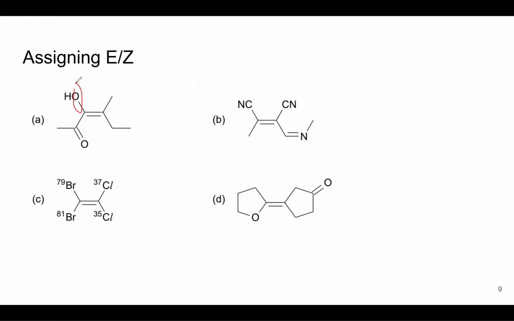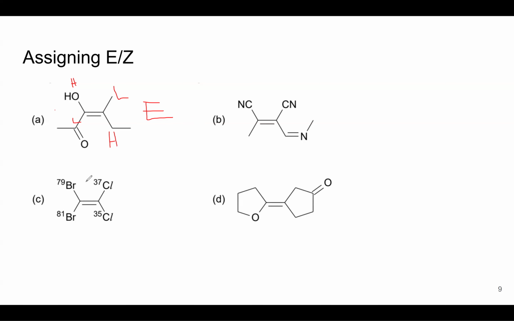So here you have oxygen, you have carbon. Oxygen is a higher priority than carbon. So this is your higher priority, and this is your lower priority. Then here you have carbon and carbon, so you can't compare yet. But this carbon is attached to three hydrogens, while this carbon is attached to one carbon and two hydrogens. So this is of a higher priority, and this is of a lower priority. In this case, the higher priority groups are opposite to each other. When we draw a line through the double bond, they are on opposite sides. So this is an E isomer because they're not on the same side.